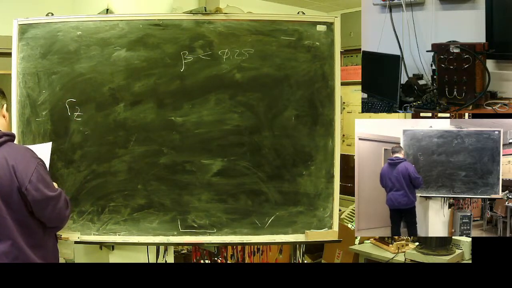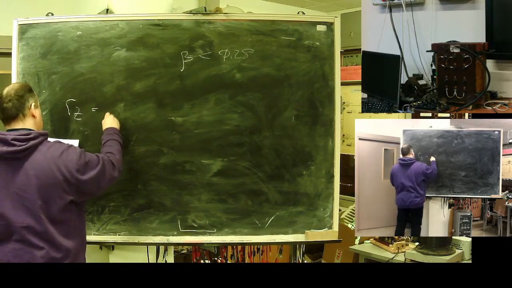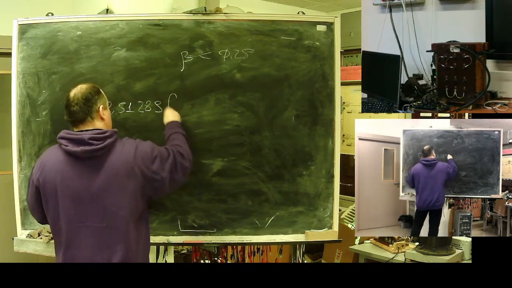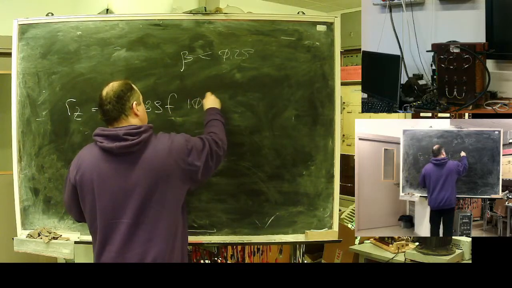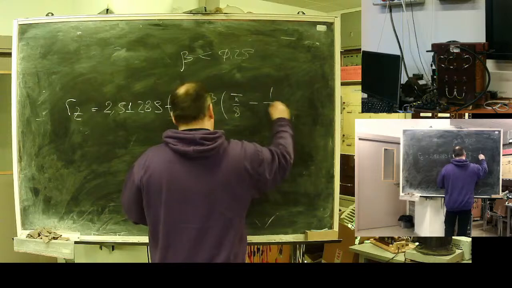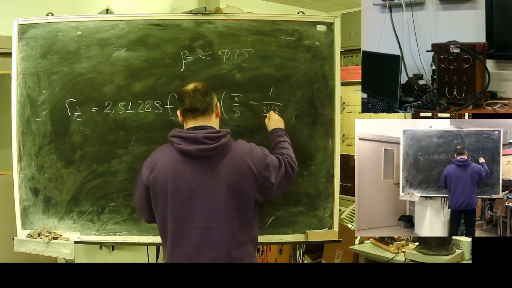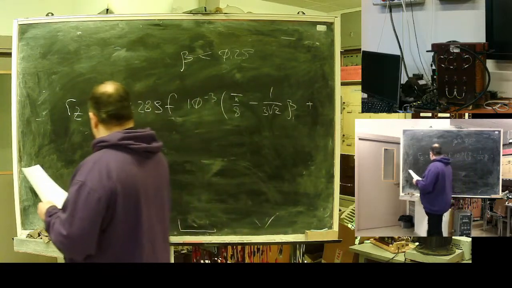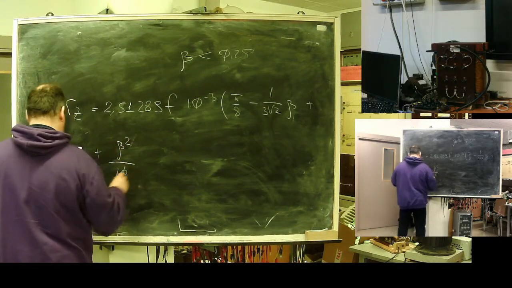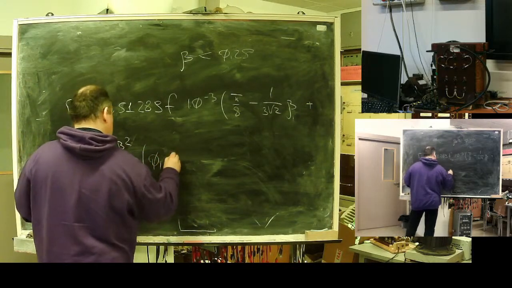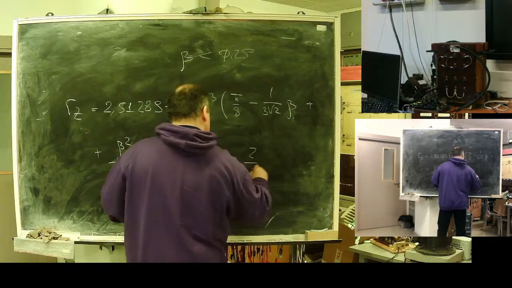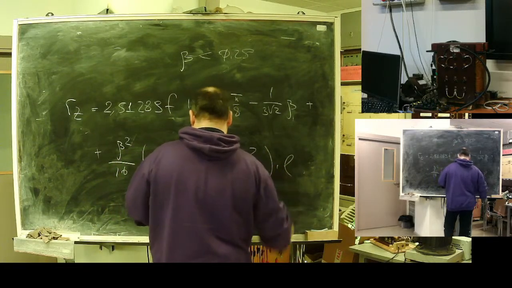Carson's formula is something like this: 2.51289 times frequency, 10 to the minus, multiplied by 1 divided by 3 square root of beta plus beta squared divided by 16, times 0.6728 plus natural logarithm of 2 divided by beta, multiplied by length.